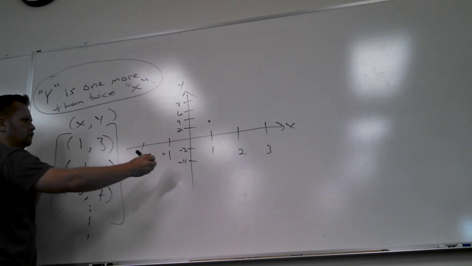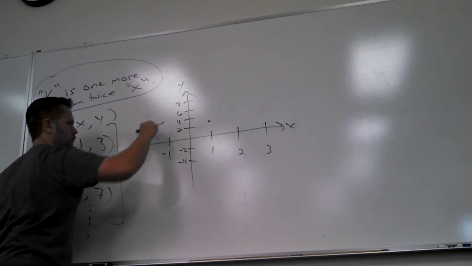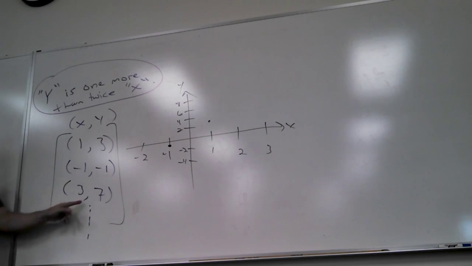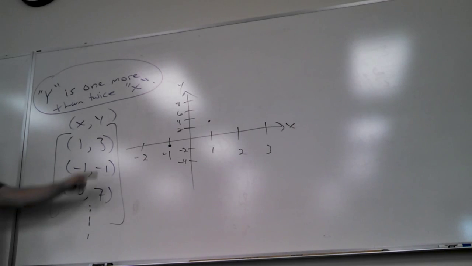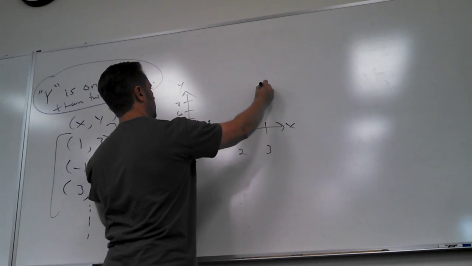And then -1, -1, what quadrant would that be in? Third quadrant, 1, 2, 3. I love it because you go back 1, down 1, and then 3, 7. It's going to be back in the good old first quadrant. 3, 7 will be about right there.